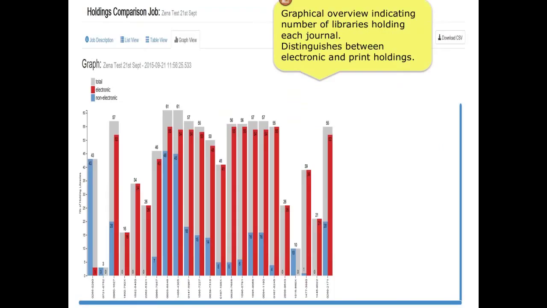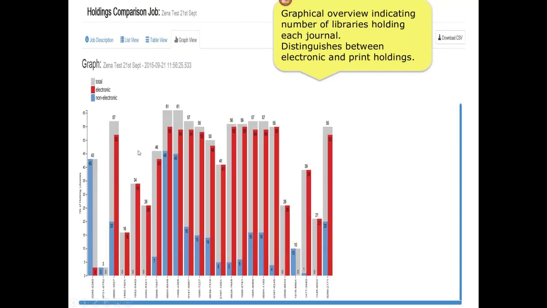This is a graphical overview of the level of holdings for each ISSN submitted, so it's kind of a snapshot to let you quickly see how things compare. And you can see here we've clearly distinguished between print holdings and electronic access, and then there's also the total number of holding libraries, whether it's electronic or print or both. And clicking again on one of these bars would take you into the search results screen for that ISSN in the SUNCAT web interface, and it'll either be limited to electronic material or print material, depending on which bar you click on.